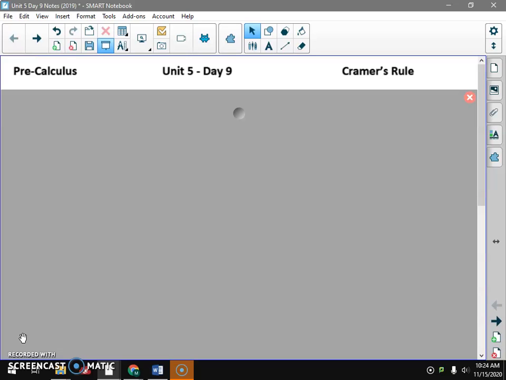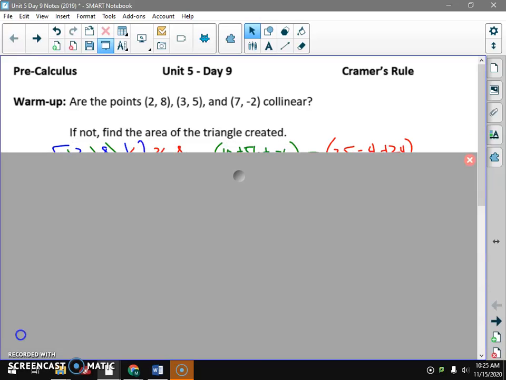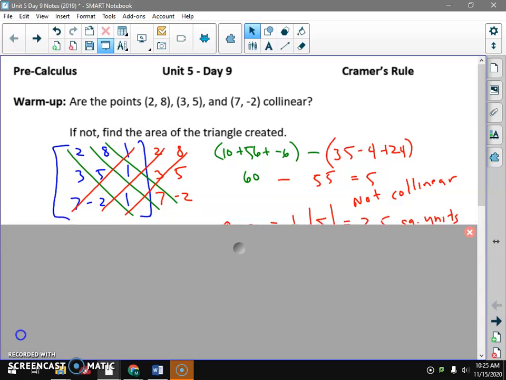As a little warm-up, I'm going to ask you two. Determine if those 3 points are collinear, and if not, find the area of the triangle. You could pause it now, work that through, setting up a matrix. Here is my solution. The 2, 8, 1, 3, 5, 1, 7, negative 2, 1, 3 by 3. Copying columns 1 and 2, creating the two left, right, downhill diagonals in green. The right, left, red diagonals.